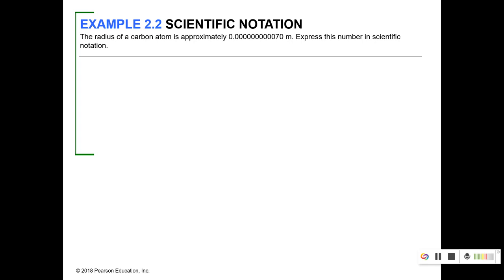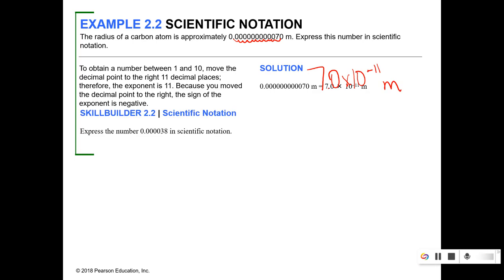Now we've got small numbers. So I've got 7.0 times 10 to the negative 11 meters. And here I've got 3.8 times 10 to the negative 5. This one specifically doesn't have a unit, and that's okay, but just make sure the exponential part that you're counting is how many times it moves.